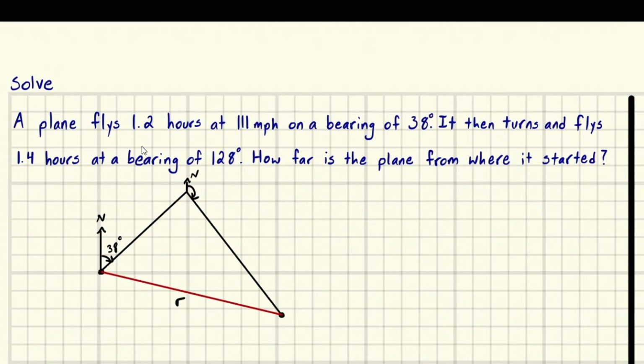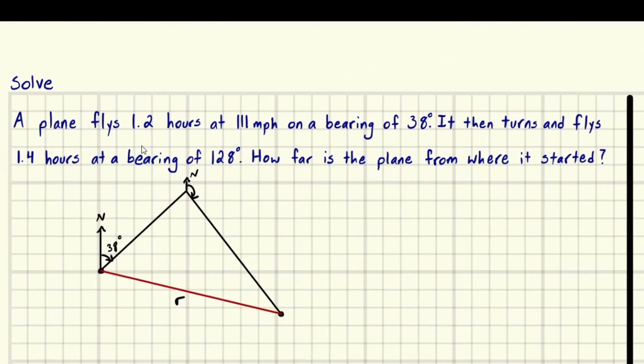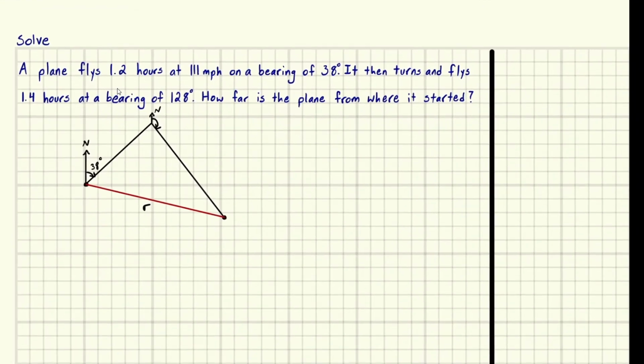So first things first, if we want to use any of our trigonometric knowledge, we're going to need to see if this is a right triangle. So we need to figure out what these different angles are. So it's kind of tricky, because we don't know if this is a right angle or not. It's probably not.